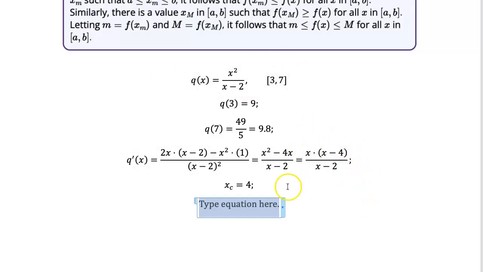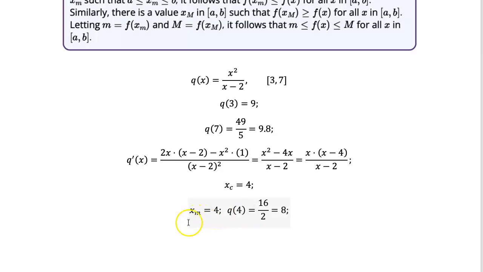And on this whole interval from 4 down to 3, it remains negative. From 4 up to 7, it remains positive. That tells us that we have a minima, an absolute minima at 4, and there the value of the function is 16 over 2, which is 8.